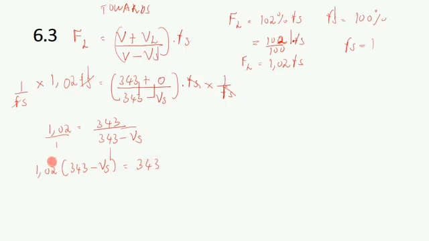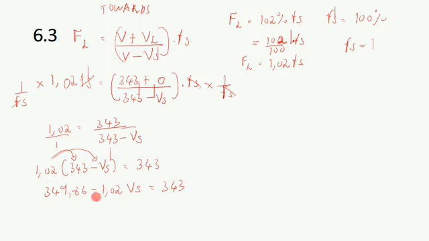Right, then at this point we can just multiply inside with this 1.02. So we have 1.02 multiplied by 343. This will give us 349.86, and then minus 1.02 Vs, and then is equals to 343.